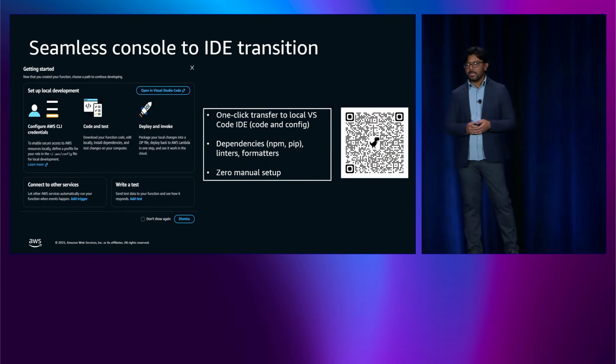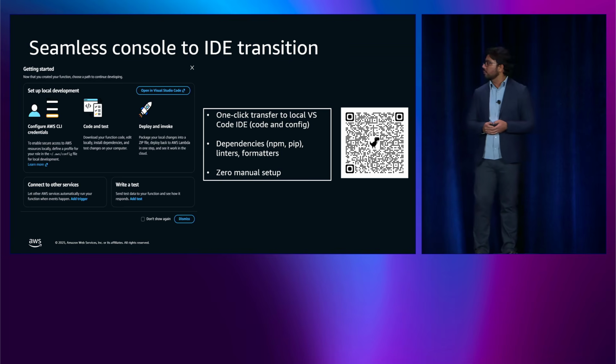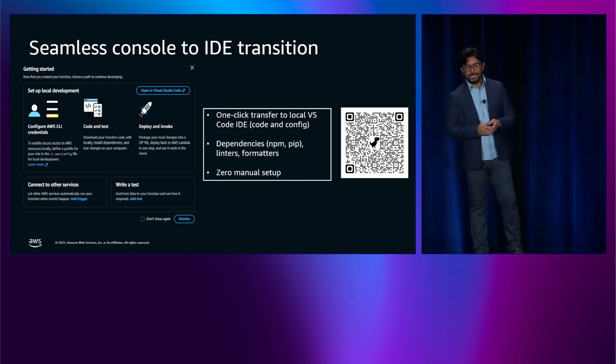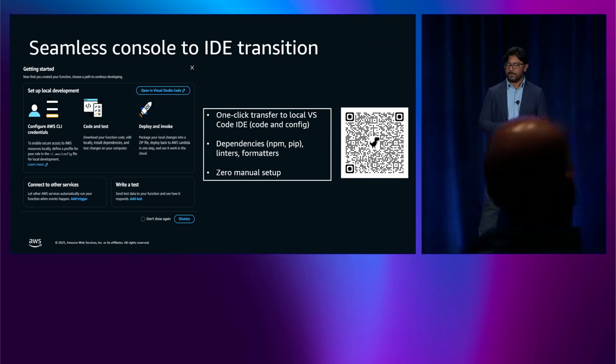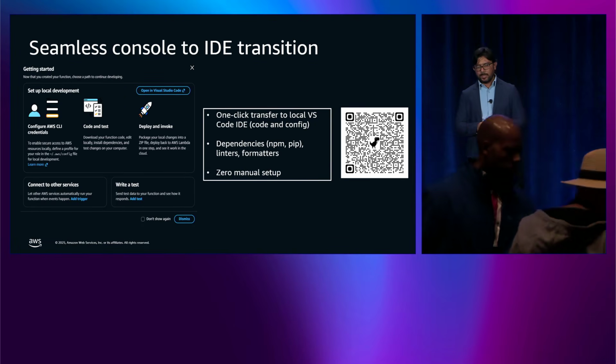We solved this with a slick new feature, seamless console to IDE transition. With one click, you can transfer code and configuration to your local VS Code IDE. This completely eliminates any need for manual setup. You can also easily manage dependencies for your functions using package managers like NPM and pip, and use development tools like linters, formatters, etc. All of this without any setup overhead.